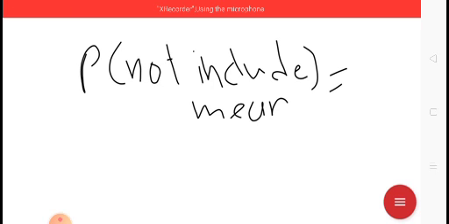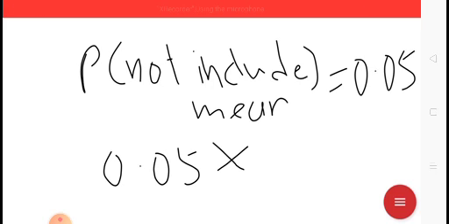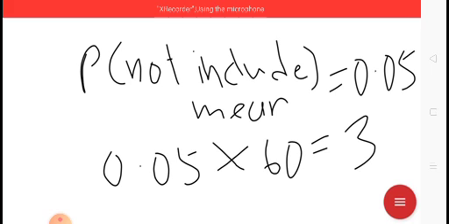So that means 0.05, right? 5% do not include the mean. So you will use 0.05 multiplied by 60, right? Total 60, right? So it's equal to 3. So your answer is 3. You will expect that 3 intervals do not include the mean, right? 3 intervals. So the question is like that. Question 3.